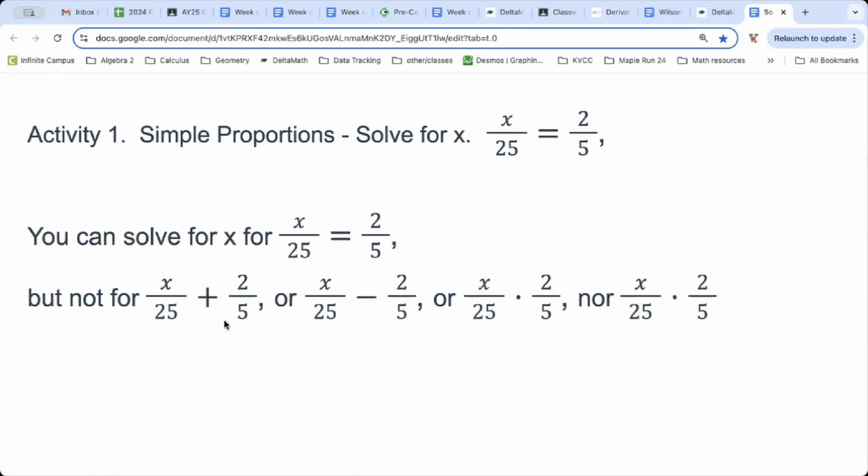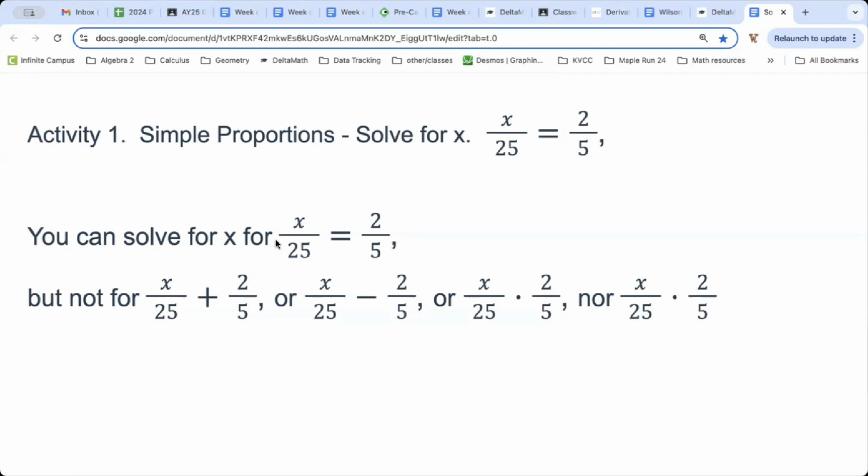And therefore, this is the sum of two fractions, the difference of two fractions, the product of two fractions, and the division. I was meant to put in the division there. Those lacking an equal sign are not equations, so you cannot solve for x. You will not get x equal to something. You can add them, you can subtract them, but you will get a different expression. Okay, so let's just make that clear.